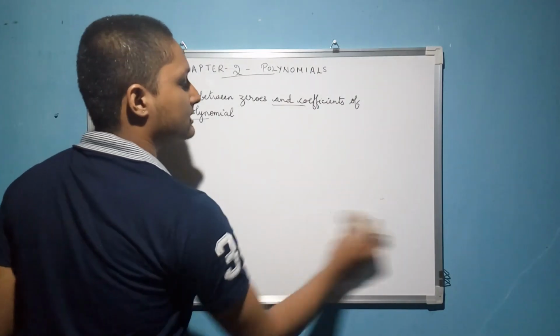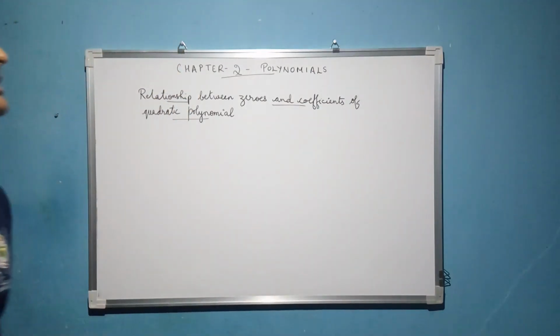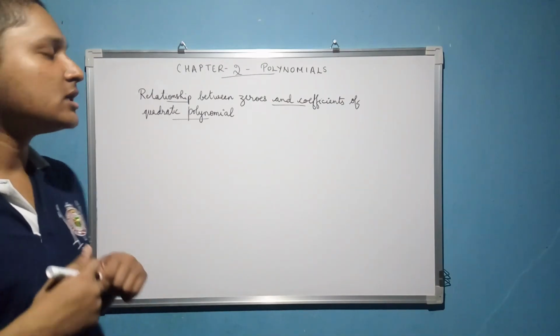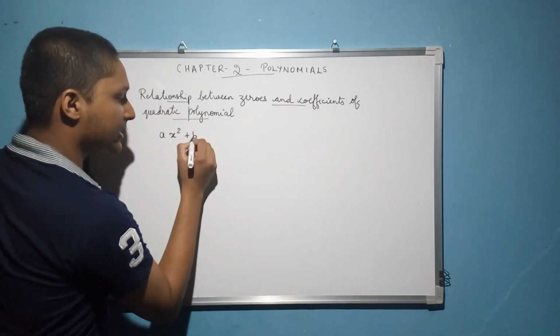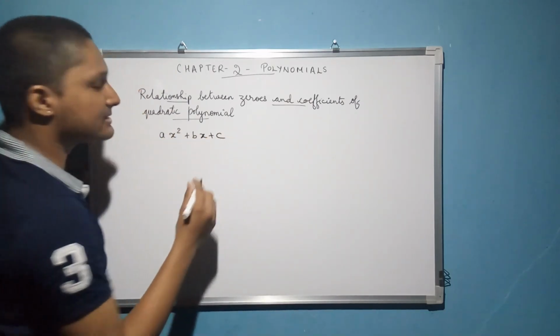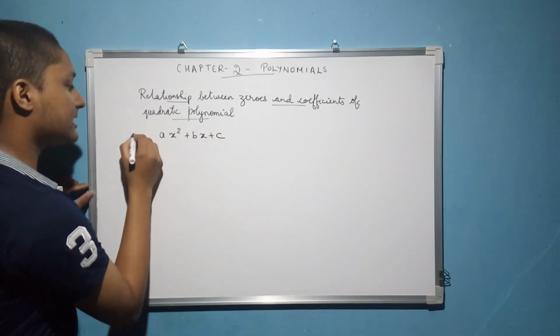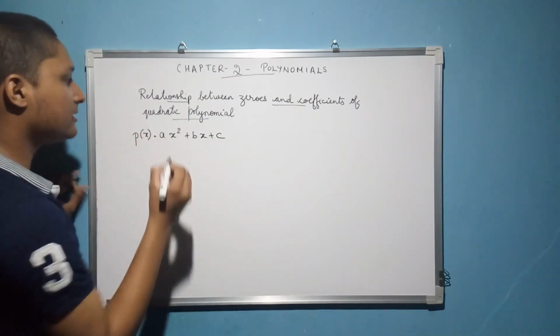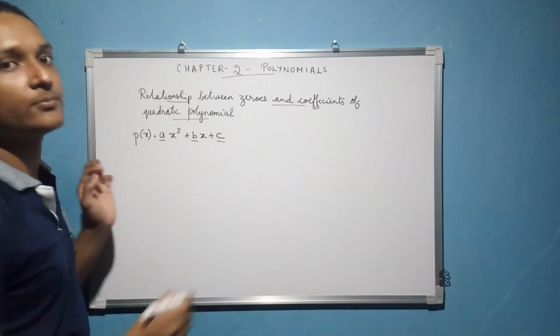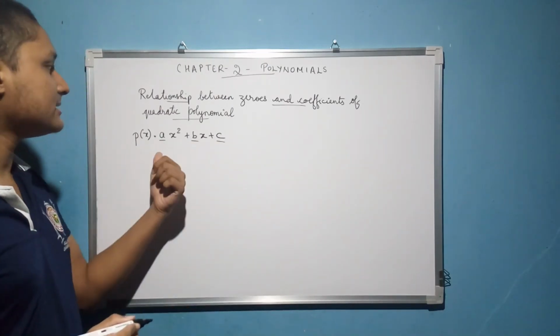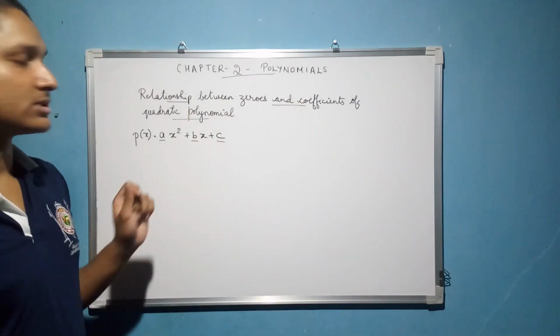a topic which is about the relationship between the zeros and coefficients of a quadratic polynomial. So let us have a quadratic polynomial, say ax square plus bx plus c. This is a quadratic polynomial and let me name this as p of x. Okay, this is a quadratic polynomial. You have the coefficients a, b and c here. You need to find the relationship between this and the zeros.